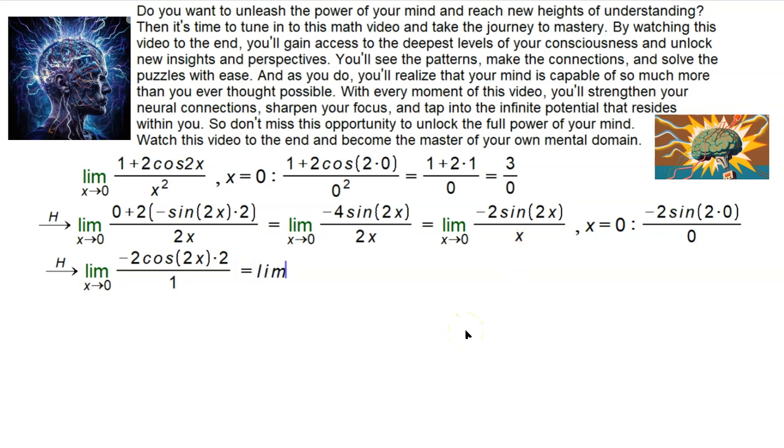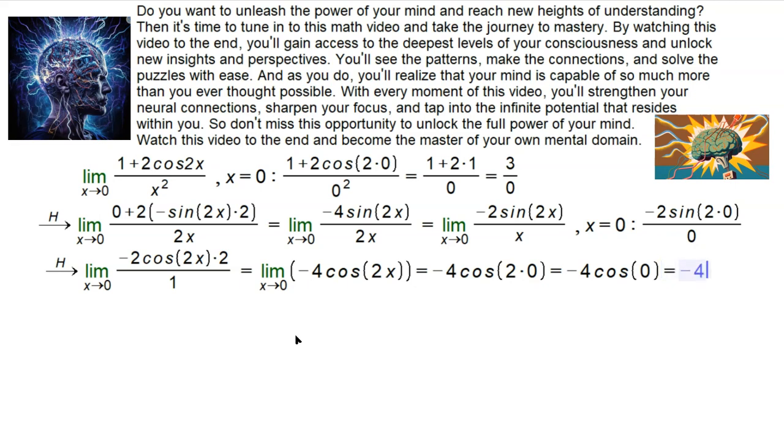Let's clean this up. I have the limit as x goes to 0 of negative 4 cosine 2x. But now I can do direct substitution. So I'm going to have negative 4 cosine of 2 times 0. So that's negative 4 cosine of 2 times 0, which is 0. Then cosine of 0 is 1. So you end up with negative 4 times 1, which is negative 4. That's the value of the limit.